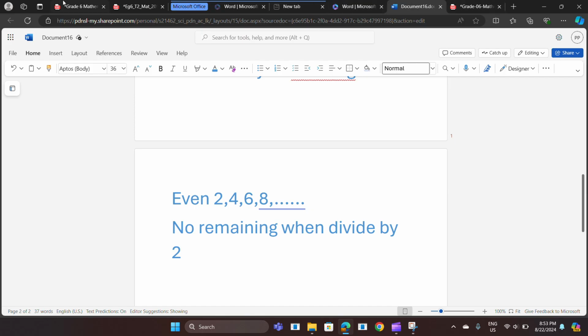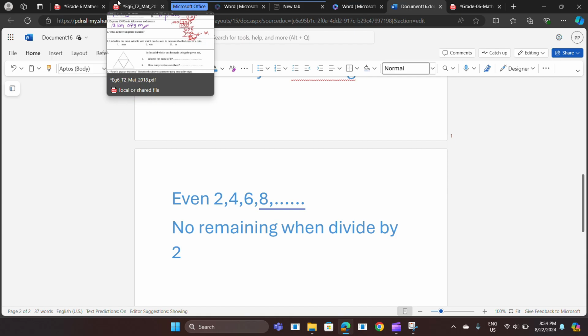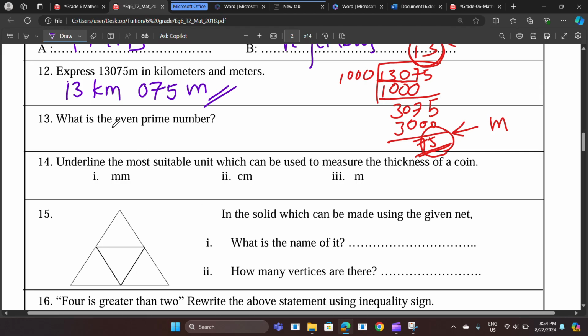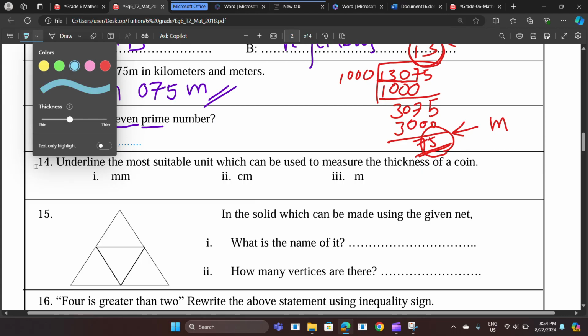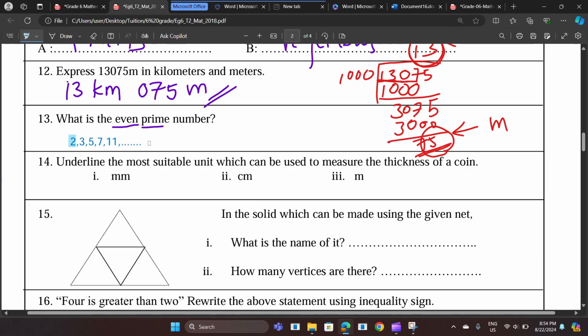So let's go to our question. Even prime. What are the primes we learned so far? 2, 3, 5, 7, 11. Likewise, there are primes. But among these, what is the only even number? It is 2. So the answer for this question is 2.